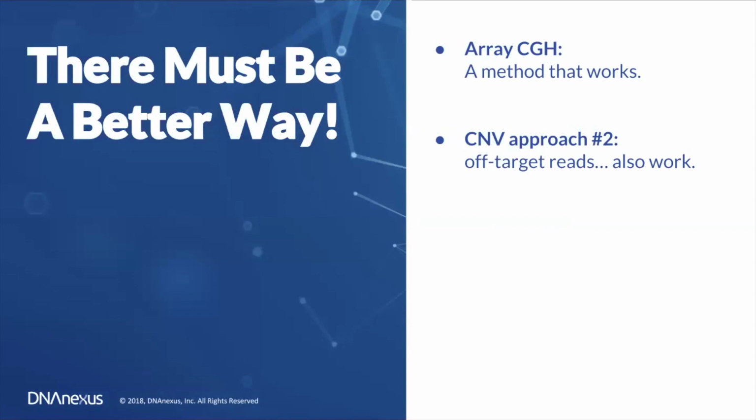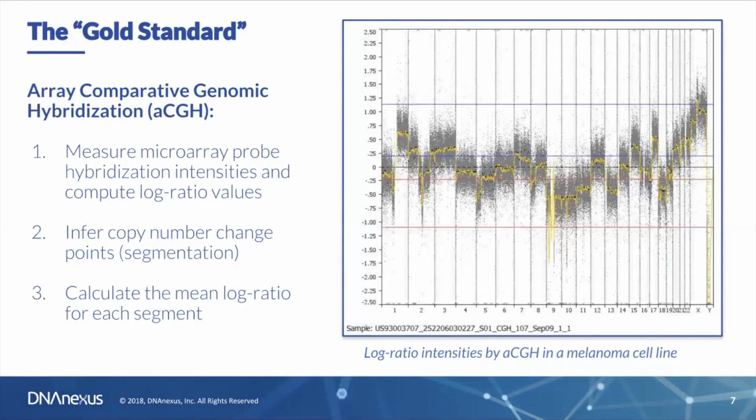To start, we'll go to the source, a method that does work and is in common use in the clinic. That's array comparative genomic hybridization. The way it works is a microarray method. We measure microarray probe hybridization intensities at points across the genome, a few 100,000 points. From those probe intensities, we compute the ratio of intensities versus a baseline.